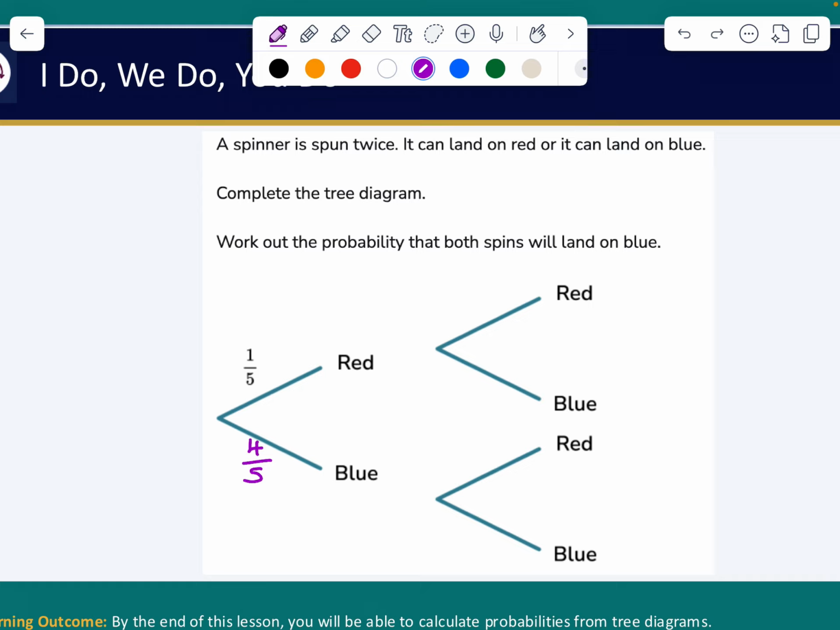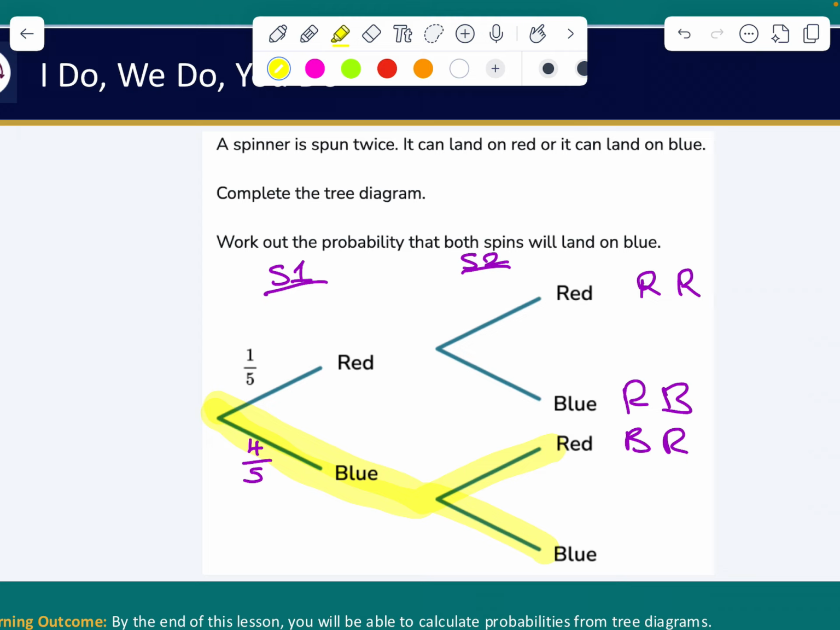Now you think about the outcomes that can happen. If this is spin 1, you could land on a red, spin it again, and you could land on a red. So your outcome could be red and then red. If you spin red on the first one, you could possibly spin blue on the second one. So your path, it's like a path, that's spin 1, that's spin 2. And that's why it's a good visual tool. If you do a blue first, you could then do a red second. So your outcome would be blue, then red. And then your last one could be blue and then blue.